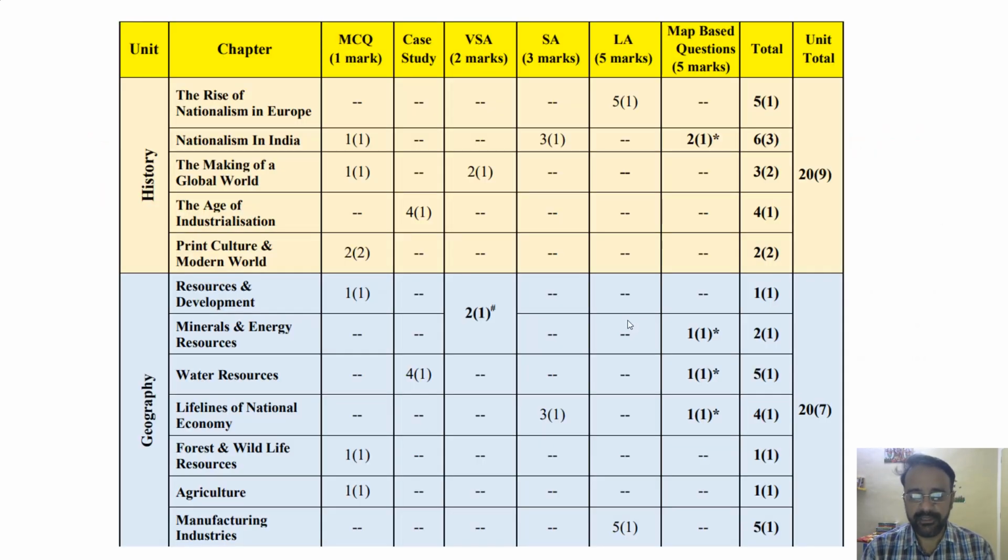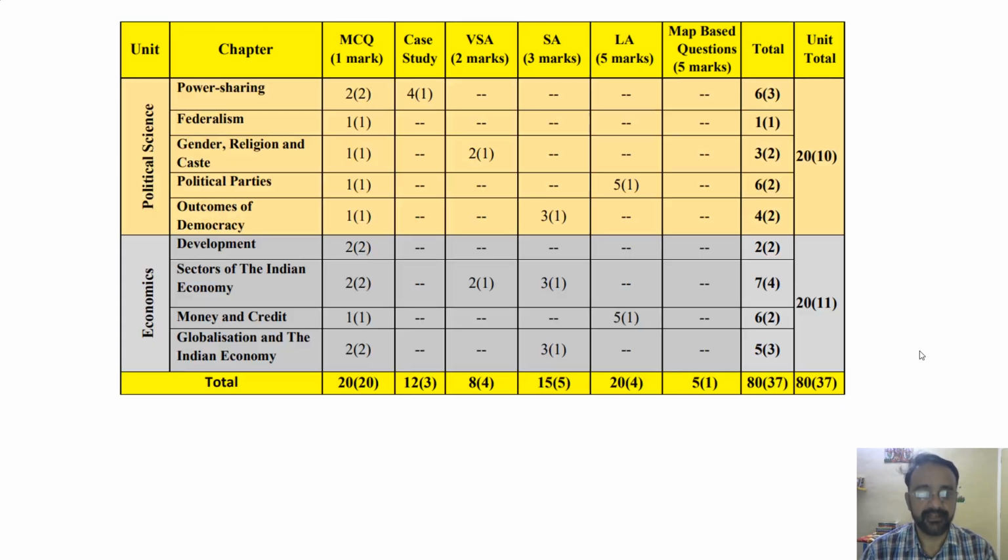So this is the blueprint of the question paper. History and geography are parts, both are of 20 marks each. So in the four books, history is 20 marks, geography 20 marks, political science 20 marks and the last one, economics, also 20 marks. So I will give the link of this blueprint, right? So this is the history and geography part, and this is the political science and economics part.